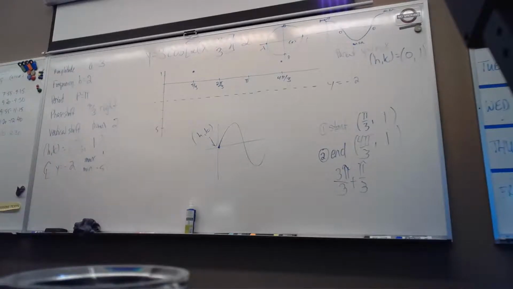Wait, so is the max for cosine always going to be 1? Well, it is for the parent. Yeah, for the parent, it's always going to be 1. Has to be, doesn't it?